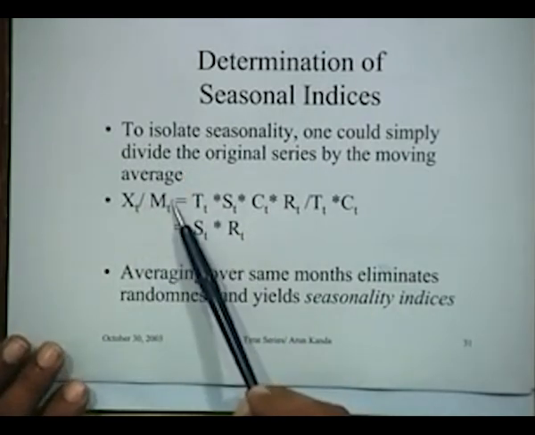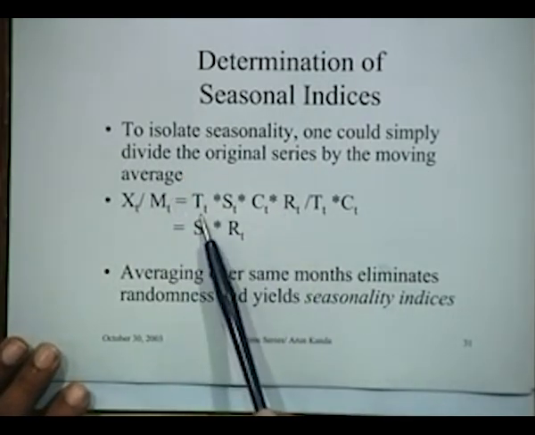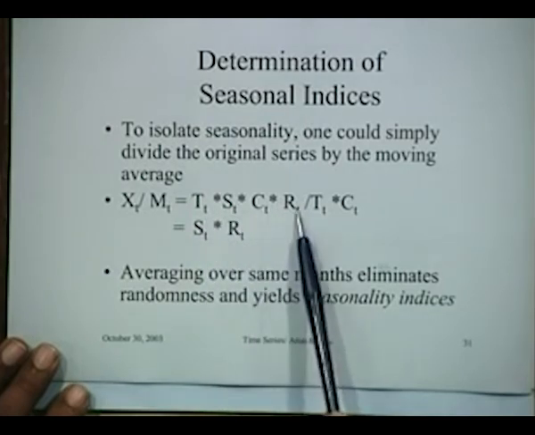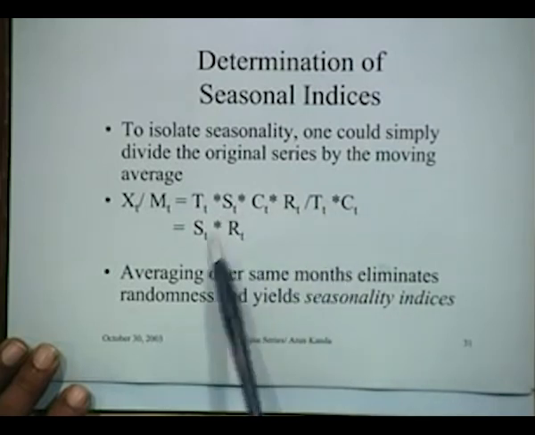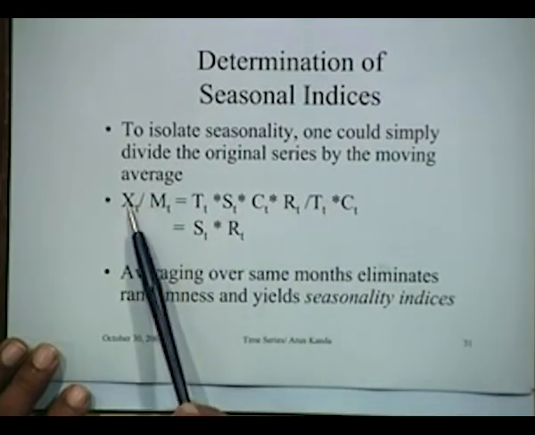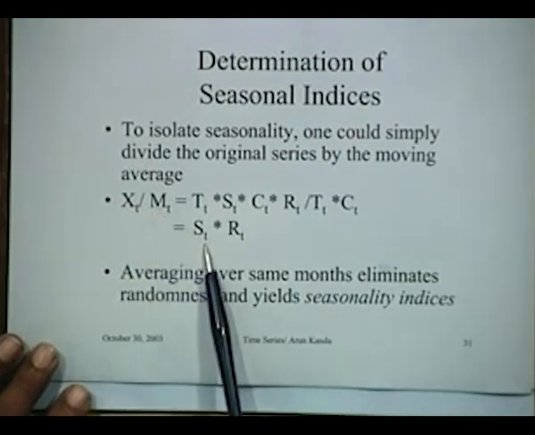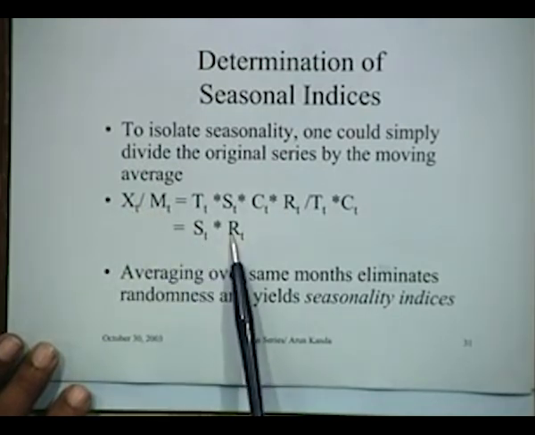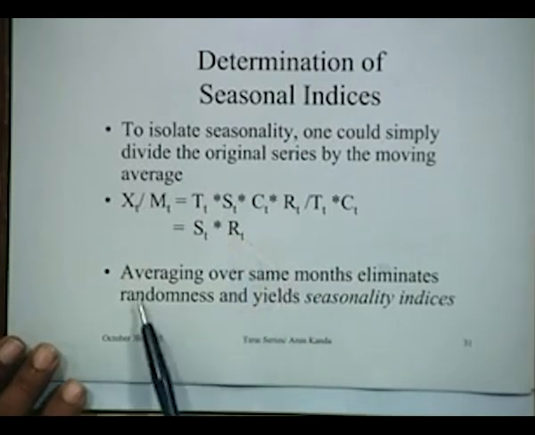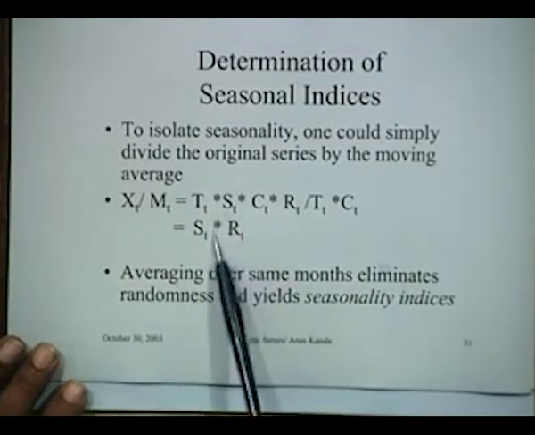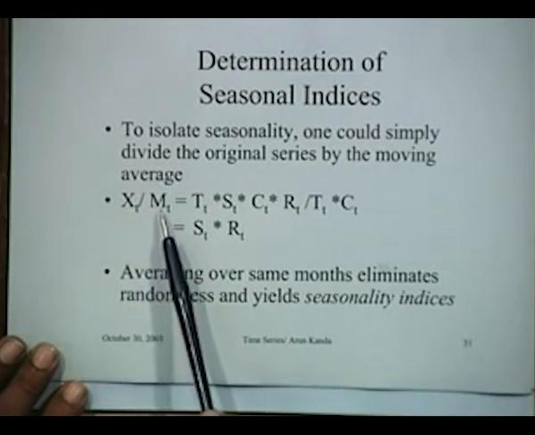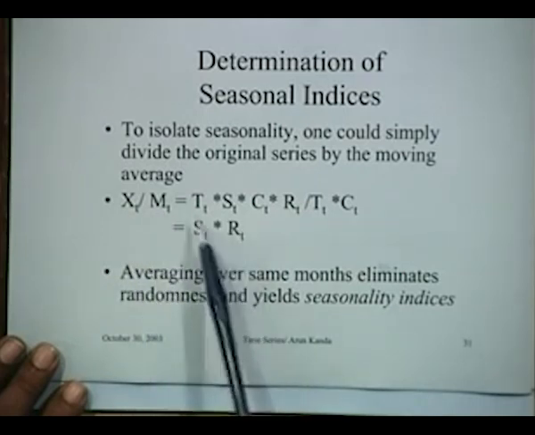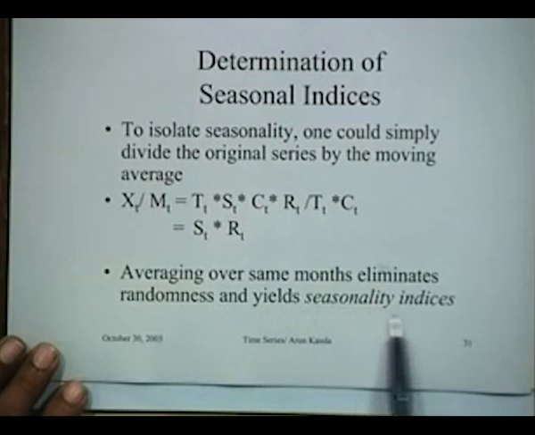So this ratio XT by MT will be nothing but, this is XT, the whole thing, TT, ST, CT, RT, divided by MT, which is TT, CT, and basically what you find here is that by dividing this original value by the moving average you get the seasonality multiplied with the random factor. That's what it is. So averaging over same months eliminates randomness to some extent. So this way we get the seasonality factor only. That means dividing the series by the moving average, we in fact get the seasonality factors, and these are generally known as seasonality indices.